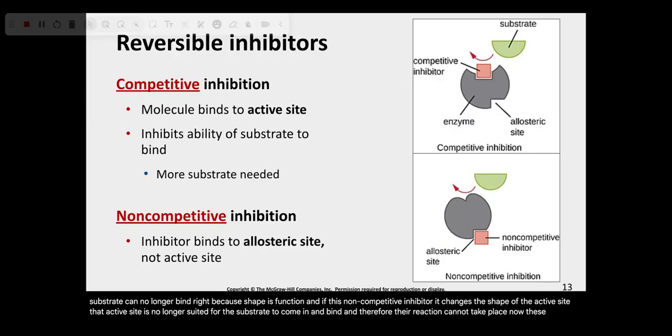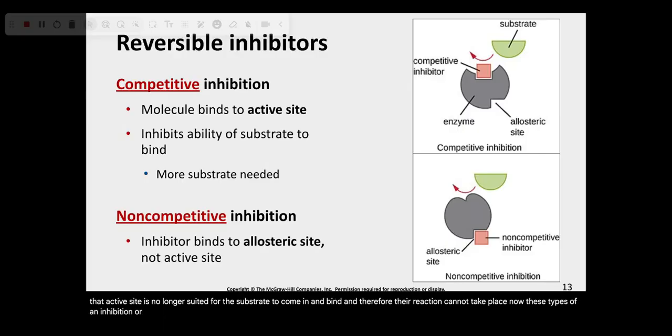Now, these types of inhibition are reversible, meaning that they are not permanent. Once the inhibitor leaves the enzyme, the enzyme is then free to go about its normal function. Then it can function normally, and it can bind to the substrate once again.